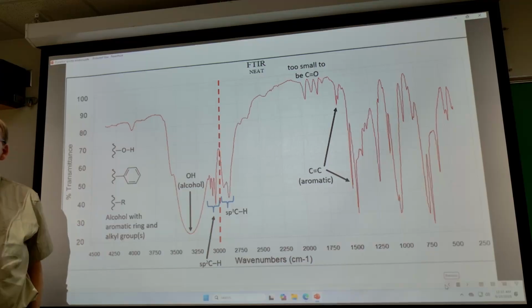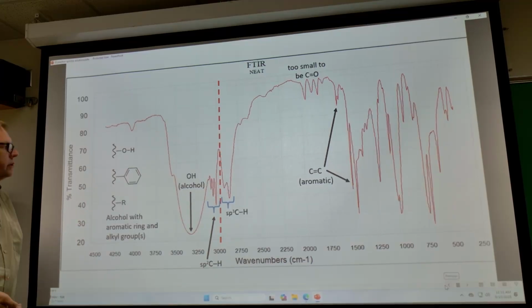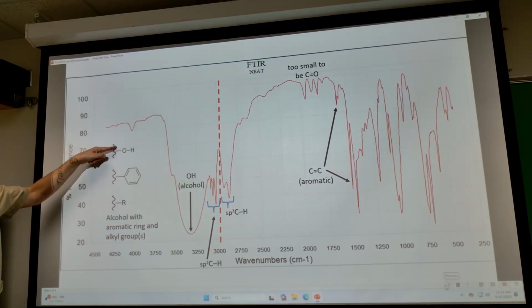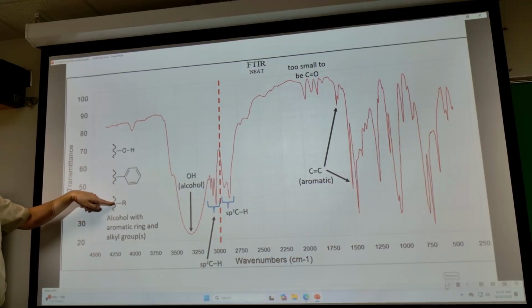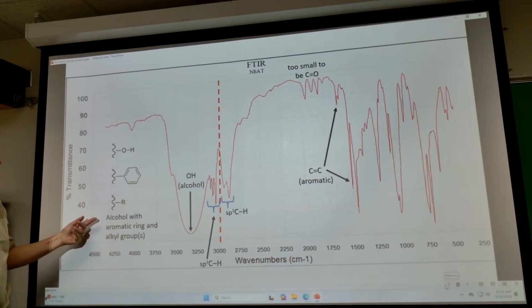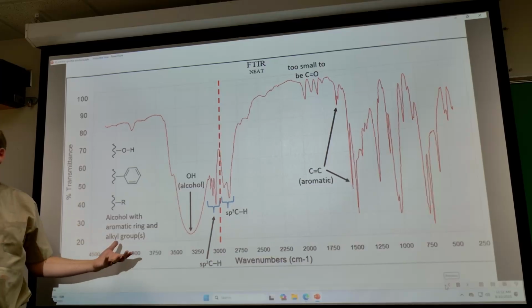And what this tells you is it gives you a list of functional groups that are in a molecule. This molecule has an OH. It has some kind of benzene ring, and it's got some kind of R group where the R is alkyl. And so it's an alcohol with an aromatic ring and alkyl group or groups.